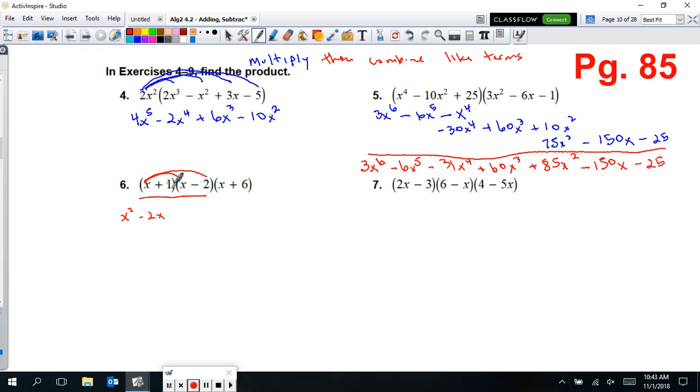And then we're going to have our inside ones here. 1 times x is going to be positive 1x. And then our last ones there, 1 times negative 2 is negative 2. So when I combine these two like terms in the middle, I'm going to get x squared minus 1x minus 2. They'll combine to give you a negative 1x. So let's put that back into a parenthesis.